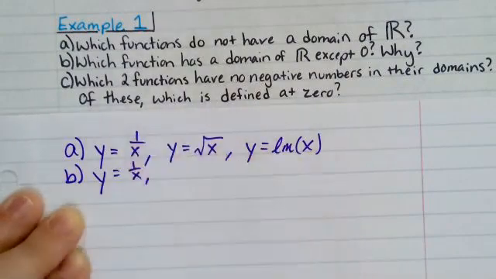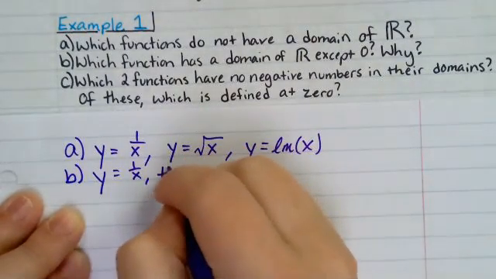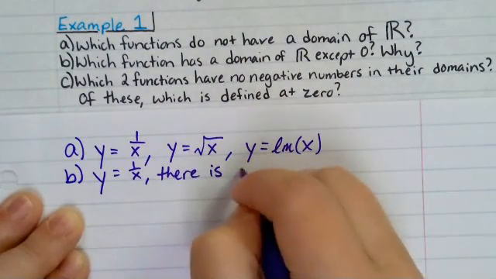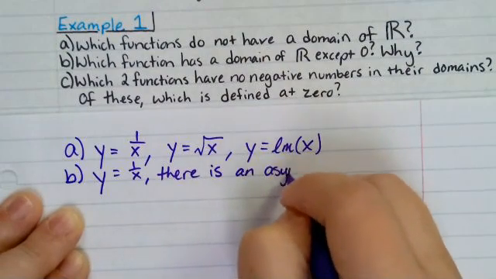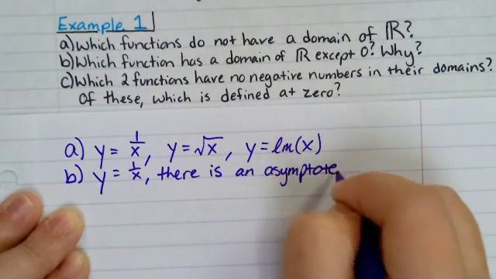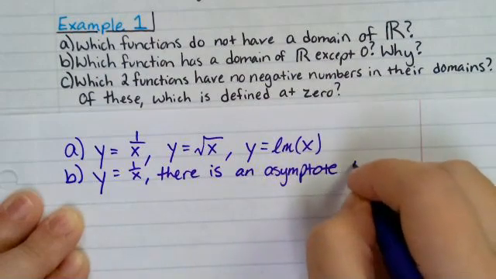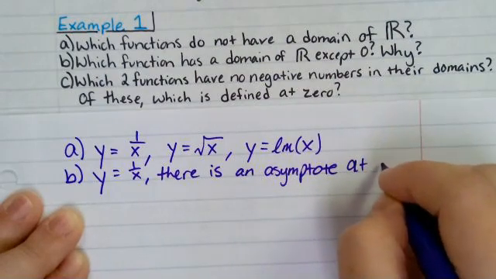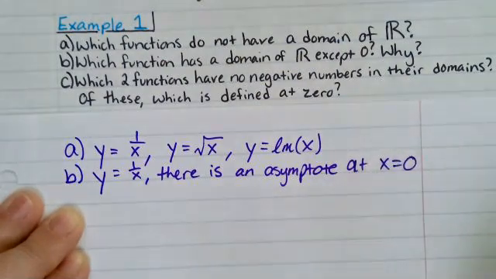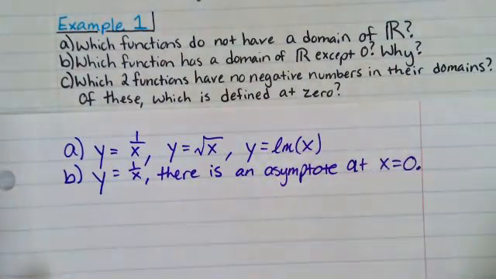The reason why is because there's an asymptote at x equals 0. So that's why it's everything except 0.